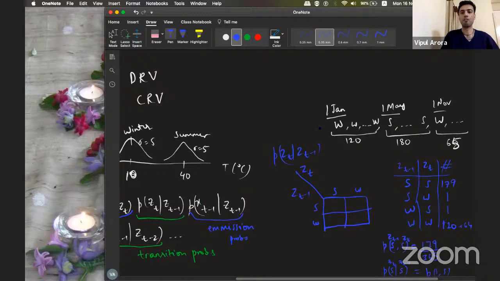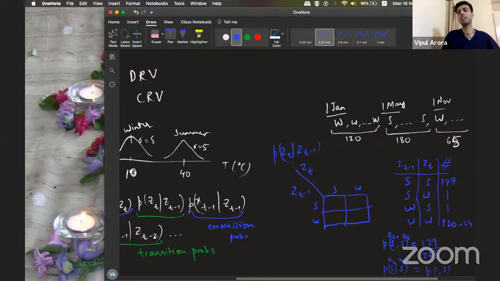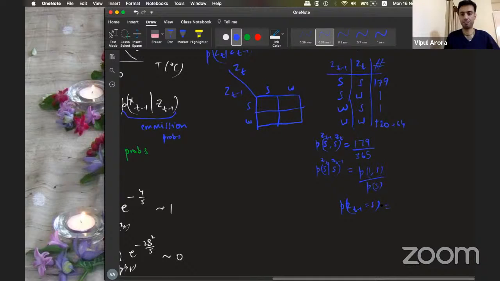Yes. So from this series of observations, if I just consider this random variable ZT, or ZT minus 1, there are 180 observations which correspond to summer. So divide by 180. So basically this is 180 upon 365. Okay, so if I put these values here, what I get is 179 upon 180, which is a pretty large value, right? Almost close to 1. And what is the probability of winters given summer?